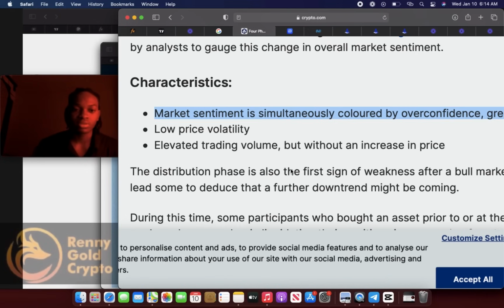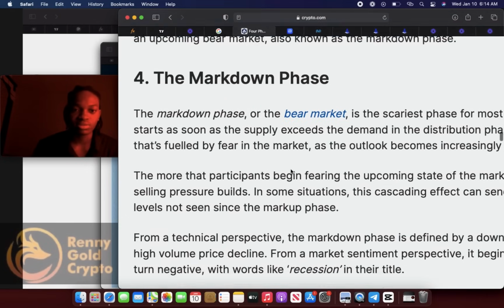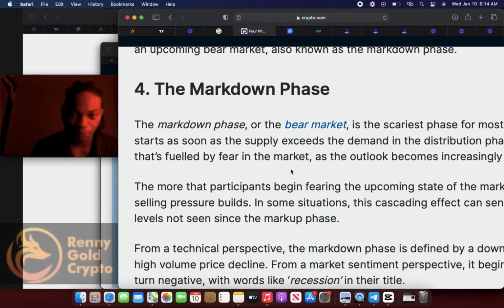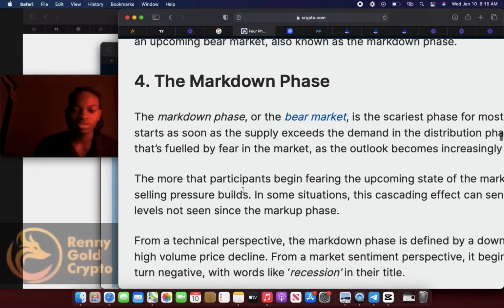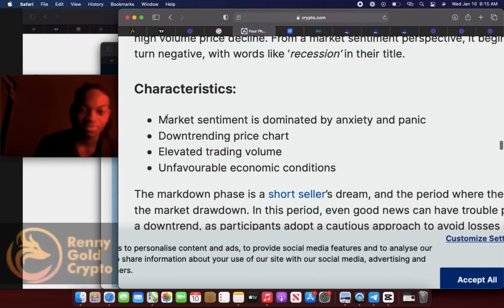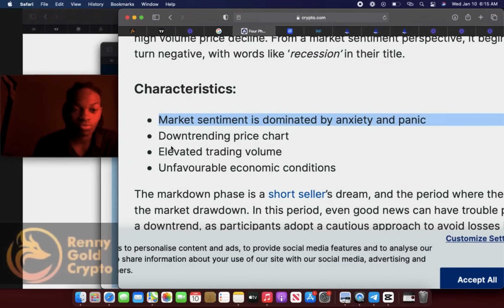Now the last but not the least, which is the markdown phase, the one I said is during the recession period. It is almost the same thing. So now let's come to the confidences right here. Use these characteristics as your confidences. Write it down, use it, and always put it on your chart.